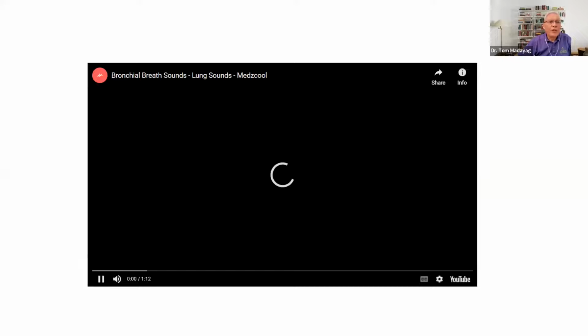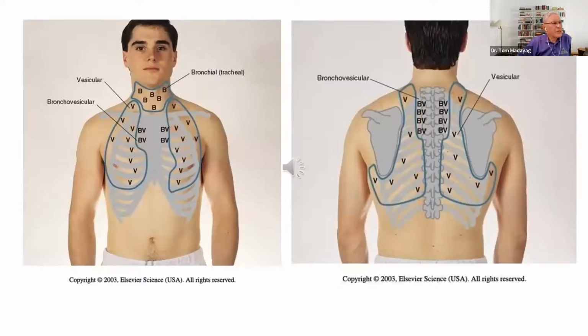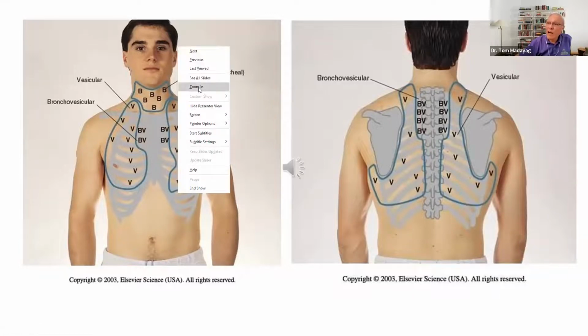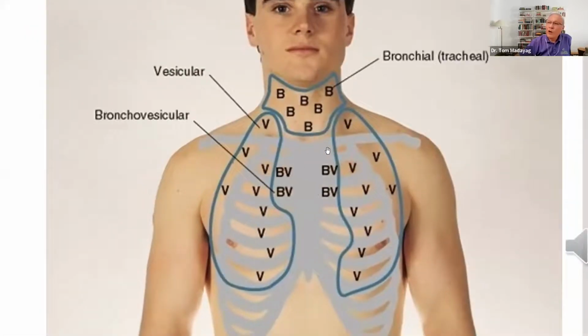Okay, so that was bronchial breath sounds. Now, as a review, I wanted to emphasize the following then. When you're auscultating anteriorly, as you could see in the areas marked B, these are the areas where you will be able to appreciate the bronchial breath sounds, also known as bronchovesicular breath sounds.